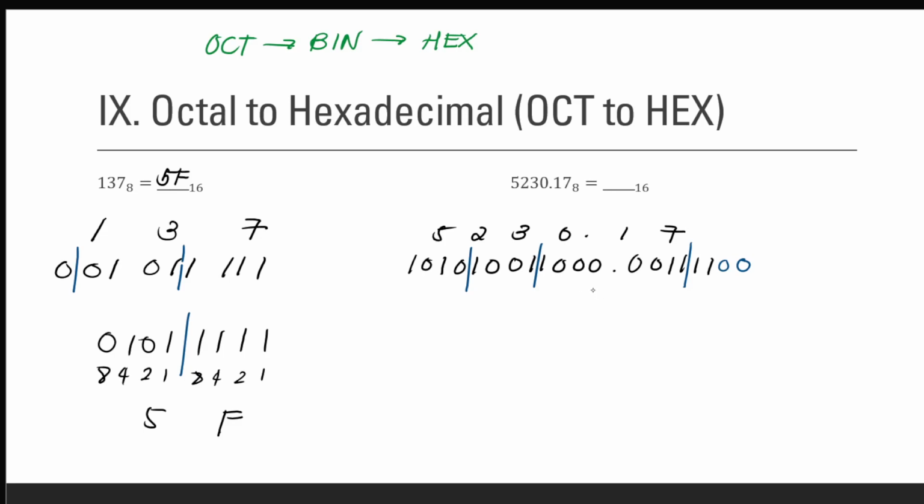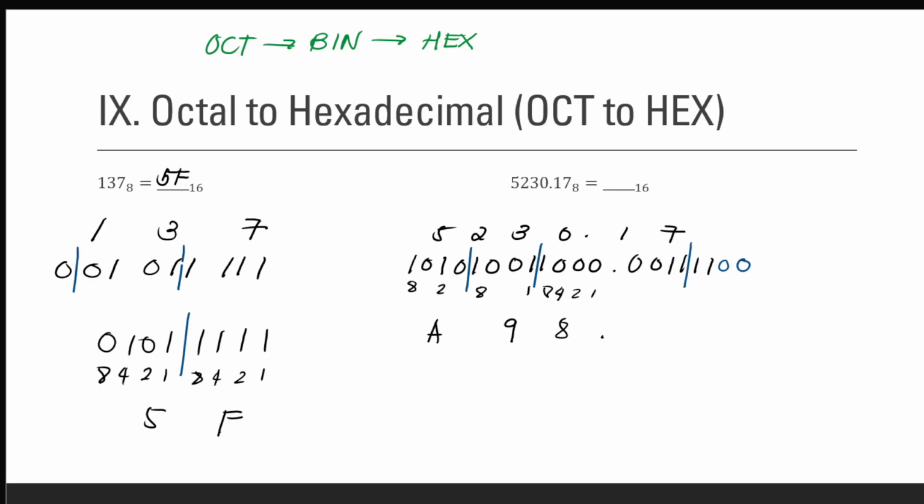So we have 1, 2, 4, 8. So this is 8 obviously. We have 1, 2, 4, 8. 8 plus 1 is 9. Then we have 1, 2, 4, 8. 8 plus 2 is 10, which is equivalent to A in hexadecimal.